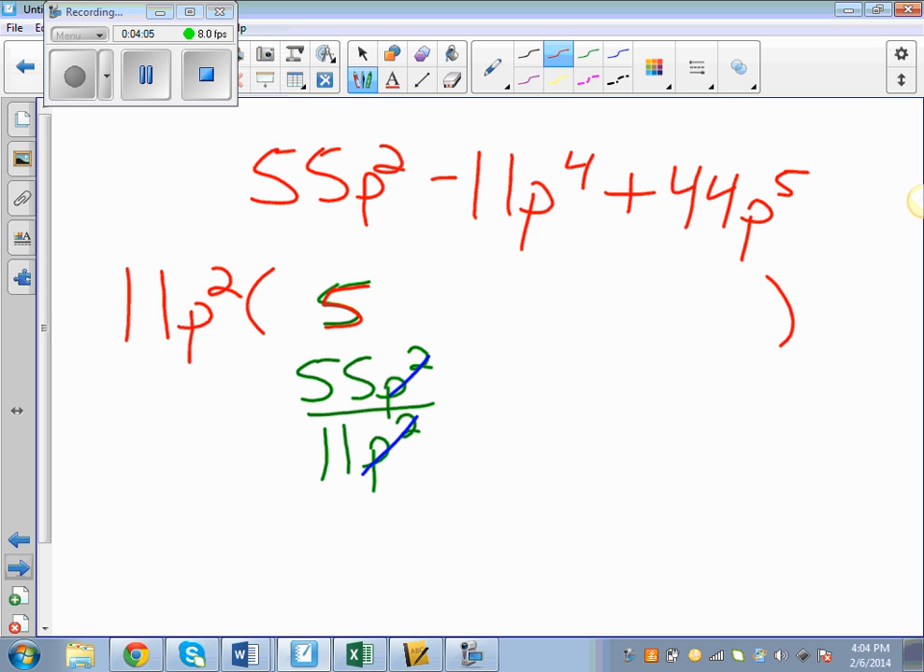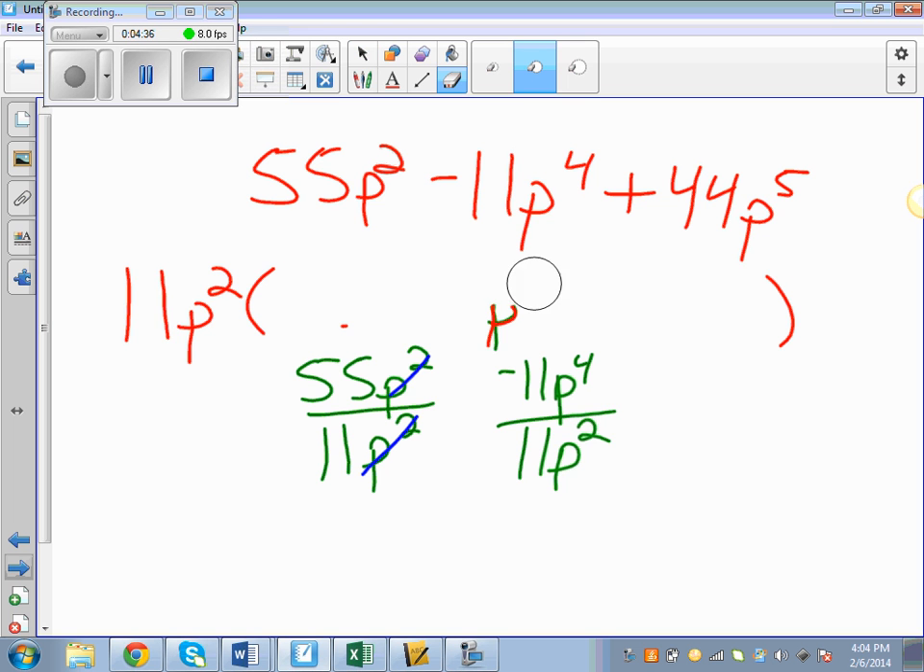Okay, so now we have negative 11p to the 4th divided by 11p squared. So negative 11 divided by 11 is negative 1. And then p to the 4th divided by p squared is p squared. So we have 5 minus p squared. But we'll just start that over so it doesn't look so bad. Alright, so 5 minus p squared.